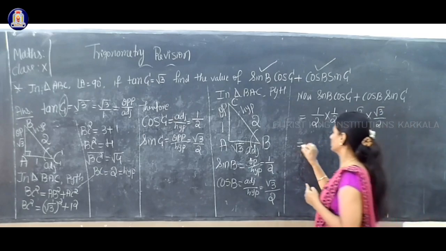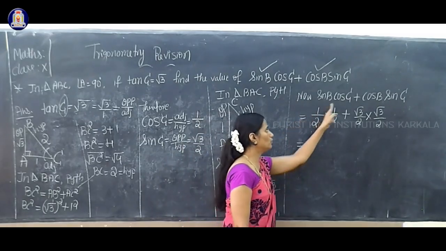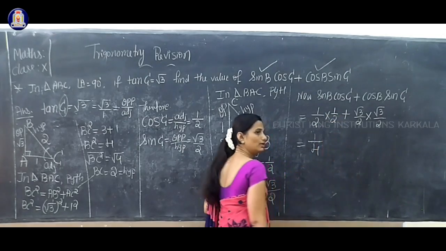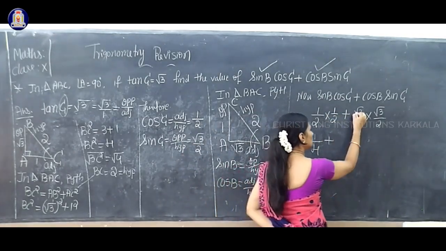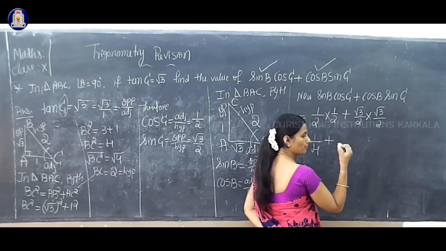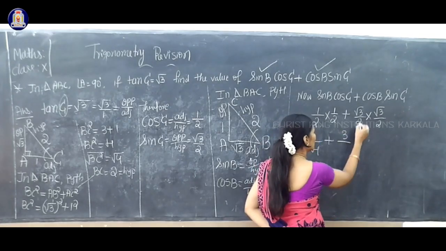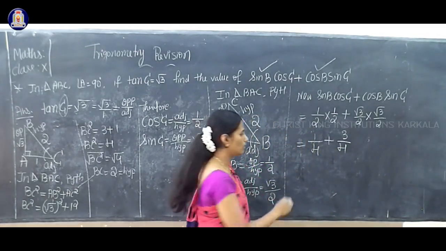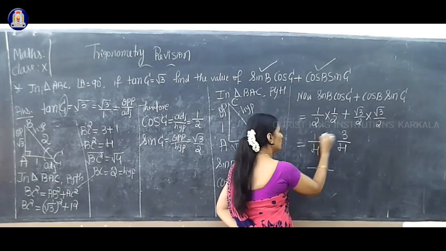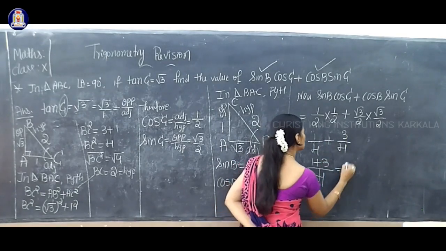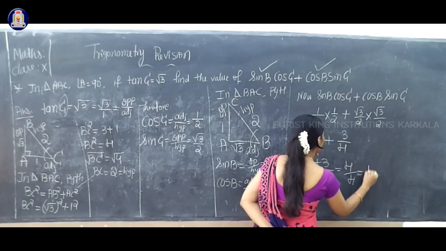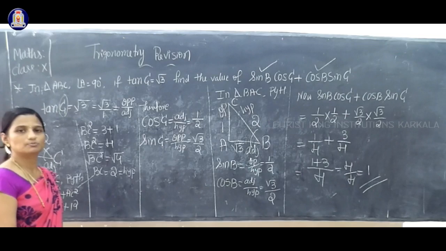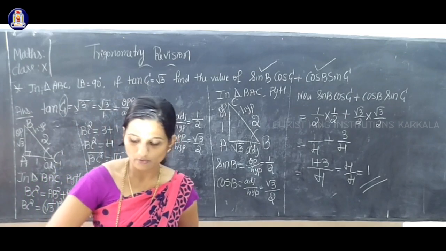So now next is simplification. How to simplify? 1 by 2 into 1 by 2 is 1 by 4, right? 1 into 1, 2 into 2 is 4, plus root 3 into root 3, which you already know, so many times it is repeated, is 3, divided by 2 into 2 is 4. So the denominator LCM is 4, and the numerator is 1 plus 3, which is 4. 4 divided by 4 is 1. So the value of sin B cos C plus cos B sin C is equal to 1.